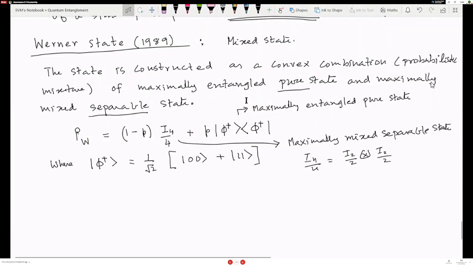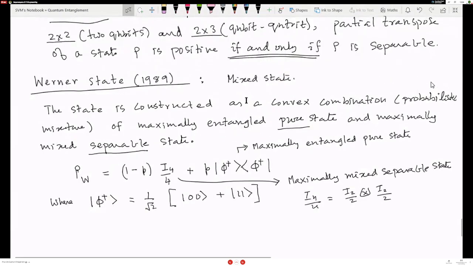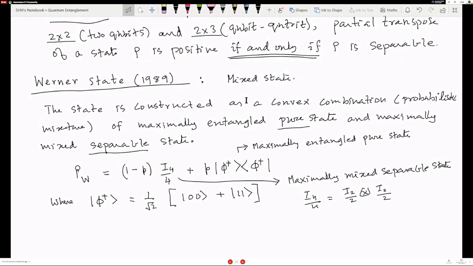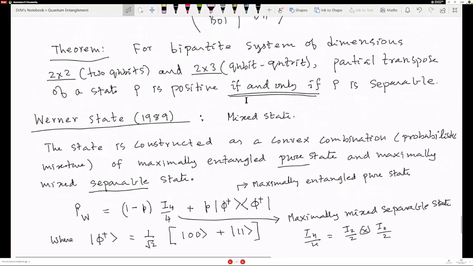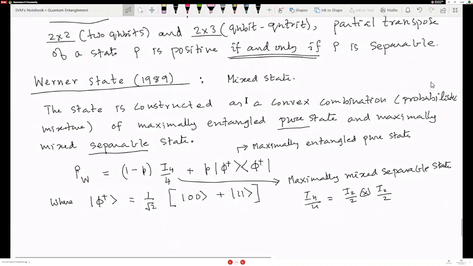From here, the postulate of equal a priori probability comes. Yes. If you want to mathematically represent equal a priori probability using a density matrix, that will be the identity matrix divided by the dimension. Correct. Okay, sir.